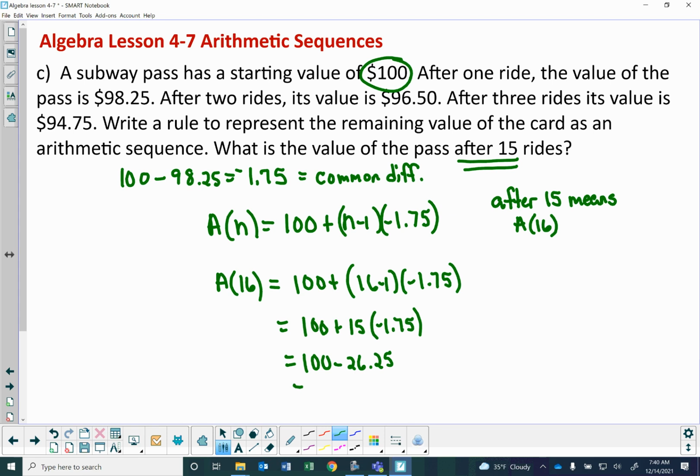So the value of my pass after 15 rides is going to be $73.75. And notice we didn't have to do the preceding 14 numbers to figure out the 15th number, or the 15 numbers to figure out the 16th number. That's why I prefer an explicit formula.